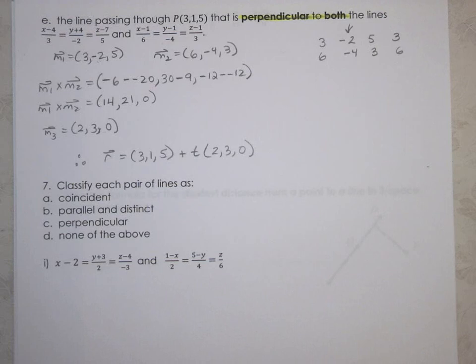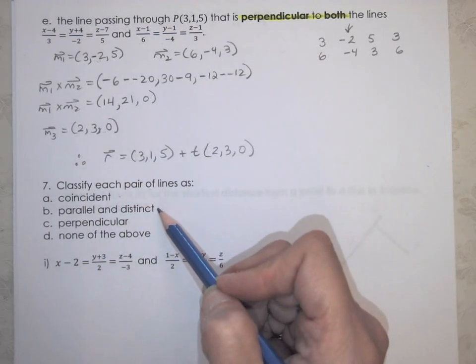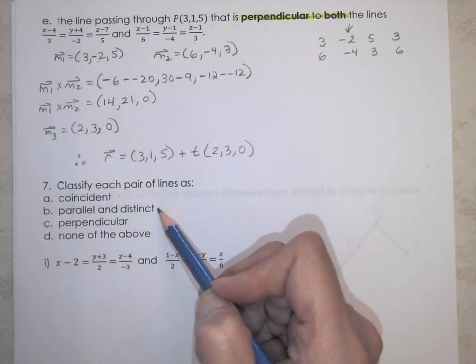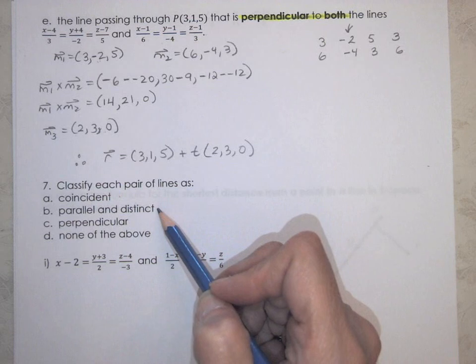Question 7, classify each pair of lines as coincident, parallel and distinct. Coincident, again, means the same line. Parallel and distinct means two lines that are parallel never touch.